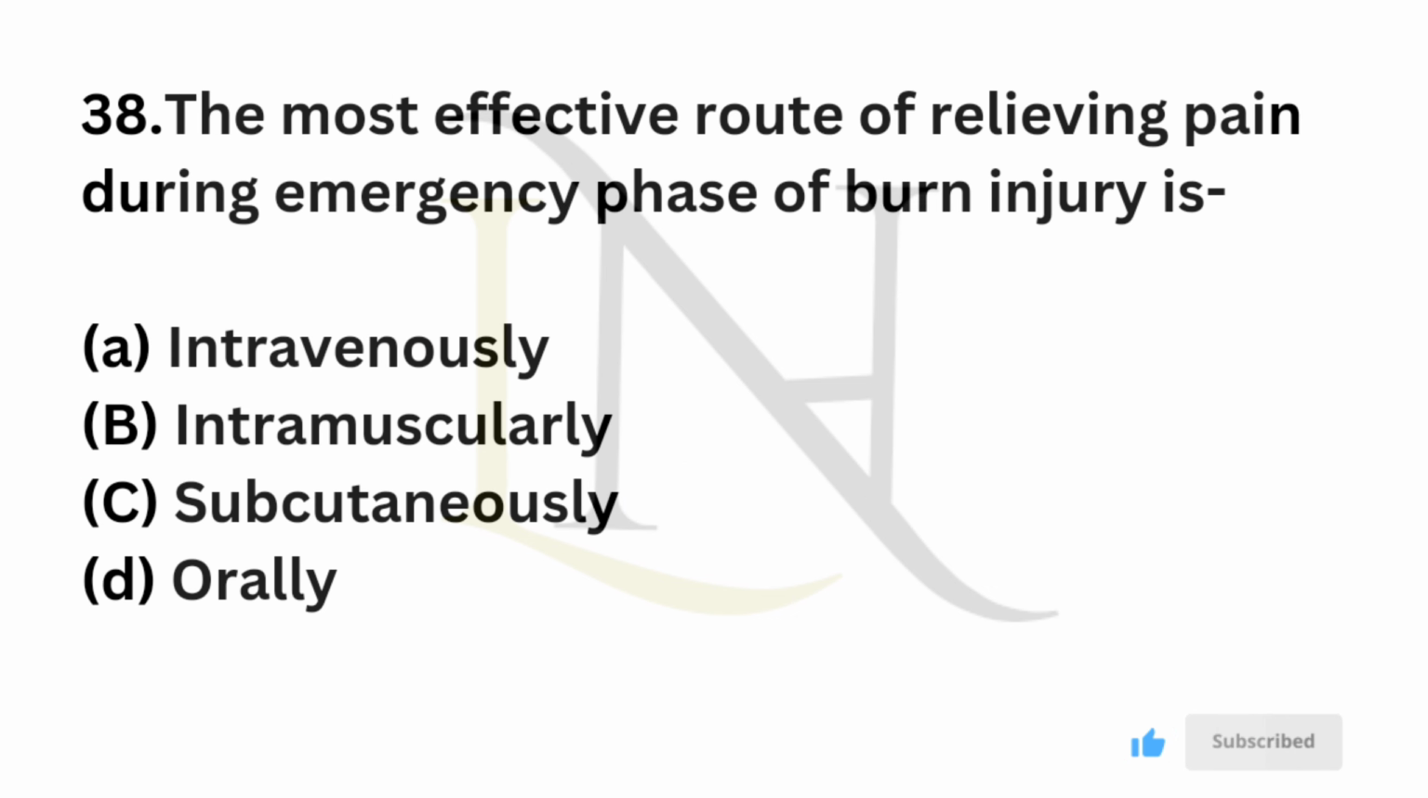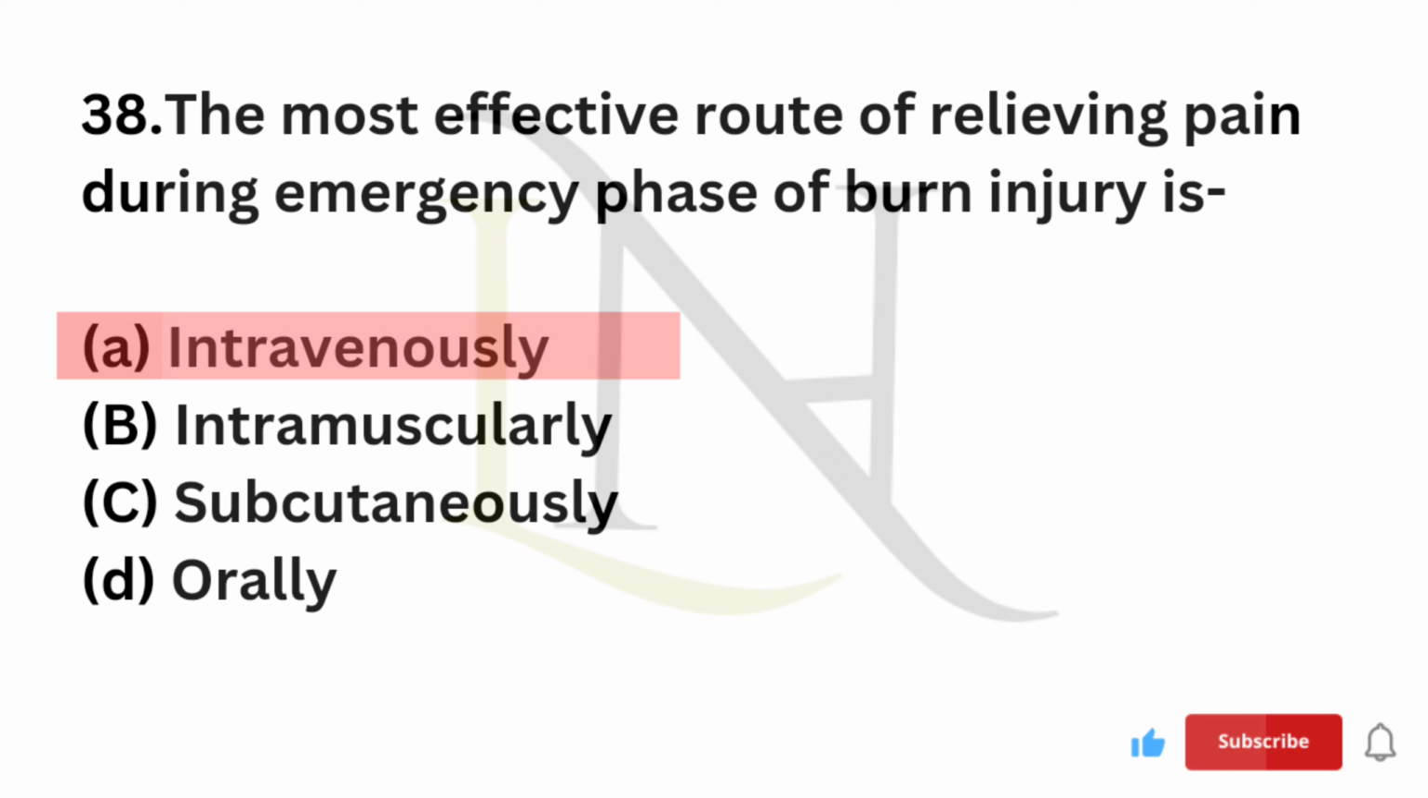The most effective route of relieving pain during the emergency phase of burn injury is: Option A, intravenously. Option B, intramuscular. Option C, subcutaneous. Option D, oral route. Answer is Option A, intravenous is correct answer. Next MCQ.